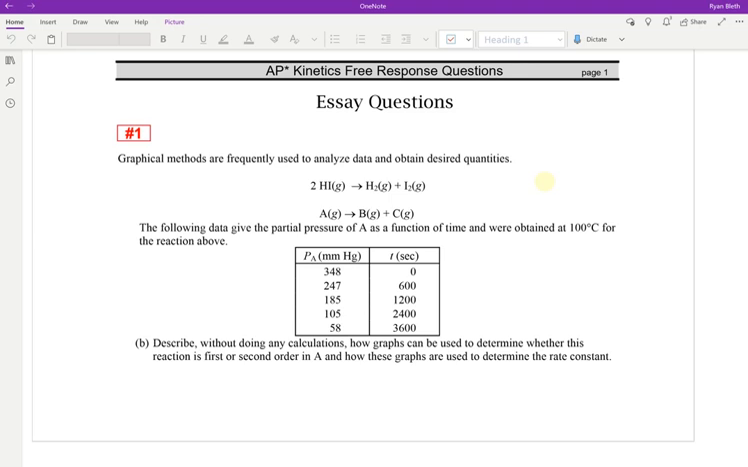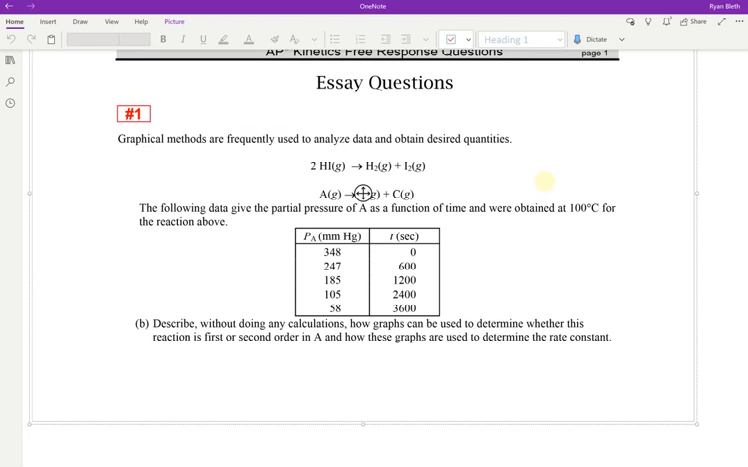I'd like to work on some of the practice free response questions for the Kinetics packet with you. I'm not sure how many questions I'll try to do in a video. I don't want them to get too terribly long, but I'll try to work through the first couple of questions in your packet at least. The questions that are here are classified as essay questions.